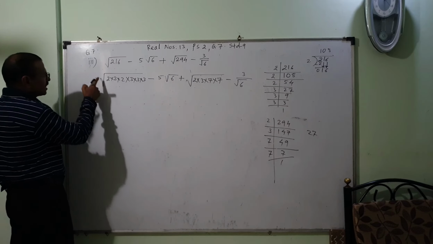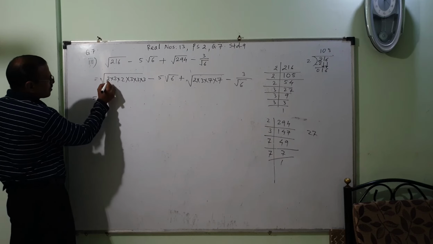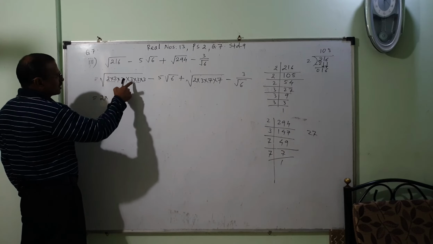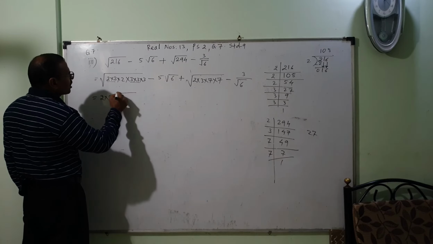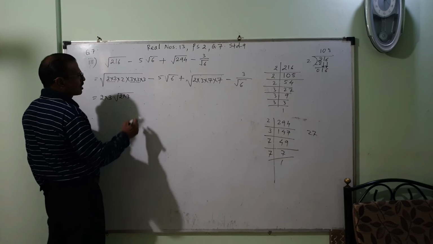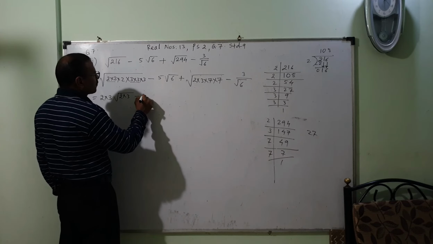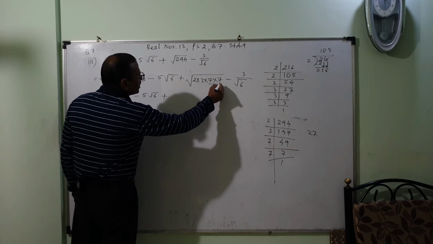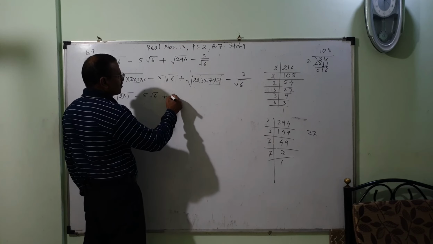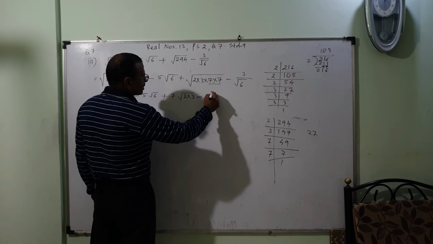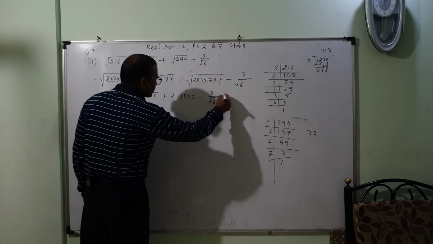So, here it is 2. It is the square root. So, make the group of 2. So, this 2 will come. This 3 will come. And what will remain is 2 into 3 inside, because they don't have the pair. Minus 5 root 6. Plus. Now only this 7 has the pair, so 7 will come and remain 2 into 3. Minus 3 upon root 6.